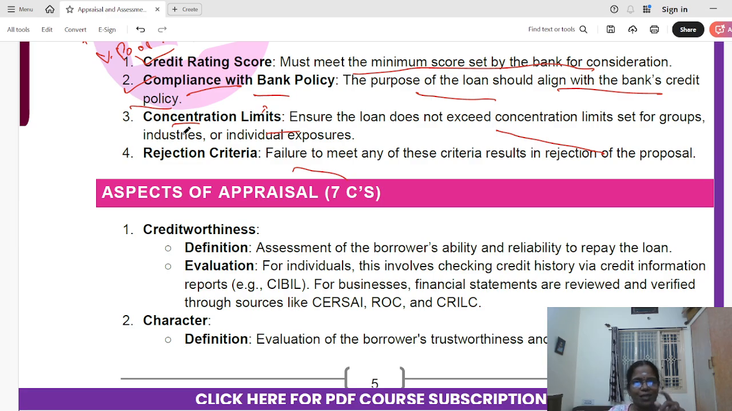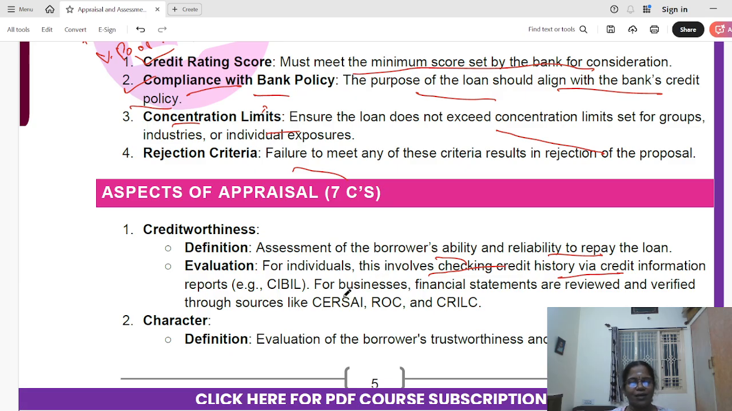Next one is the aspects of appraisal. Already we have discussed the principles of lending; the same thing we are going to discuss. Creditworthiness of the borrower: assessment of the borrower's ability and reliability to repay the loan amount. How much ability does the borrower have, can they pay that loan amount, will they be a reliable customer? So for an individual, that involves checking credit history via credit information. They have to check the credit history.